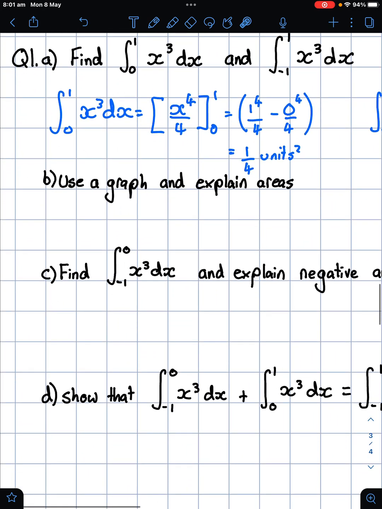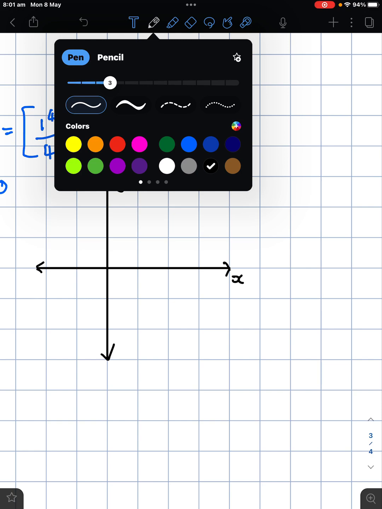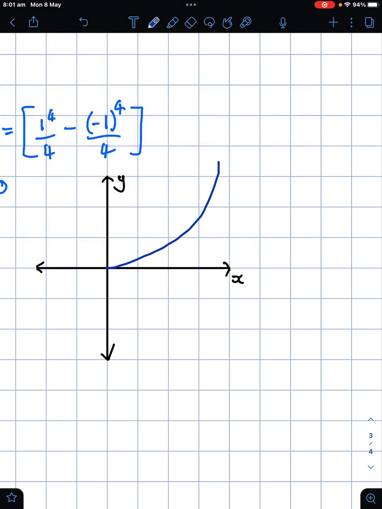All right, the next thing here says use a graph and explain the areas. So if we quickly sketch up a graph, this will be a rough sketch. We've got y, and then our x-axis. We should know that this function looks like this, and it goes through the coordinate 1, 1. Actually, I might try and draw it a little neater, because it'll make our drawing better. If I can get this to curve for me. There we go.